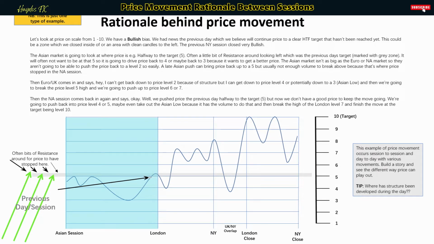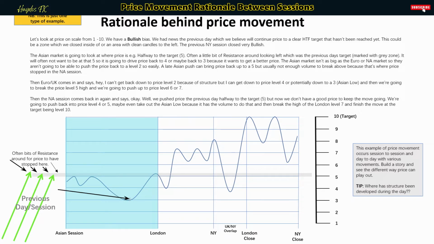Then the Euro market's going to join. The Euro market's going to come in. They're going to say, hey, I want to get a better price too. So I don't want to have to drive price up. I don't want to have to buy price right now. But what they'll often do is they might break the Asian high. So what we've created in this Asian session is a high and a low. And then price can come up here, and you'll often see it just break the high a little bit.